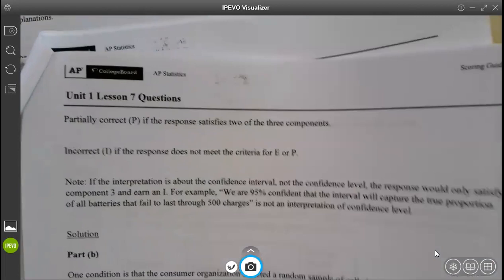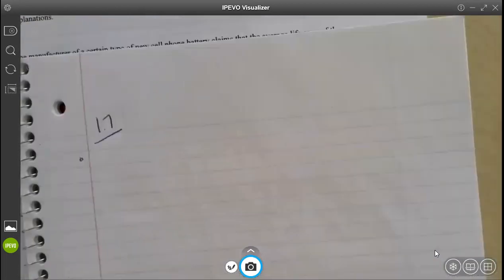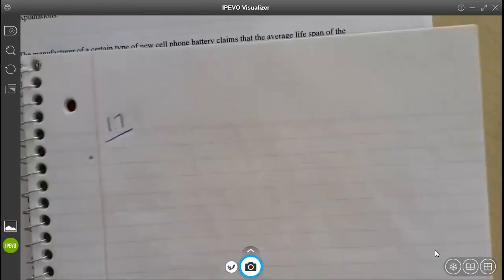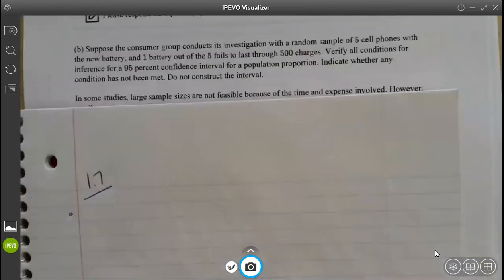All right. So then part B said, suppose the consumer group conducts its investigation with a random sample of 5 cell phones with a new battery, and 1 battery out of the 5 fails to last through 500 charges. Verify all conditions for the inference for a 95% confidence interval for a population proportion. I swear, please stop skipping this question. How many times have we checked conditions?